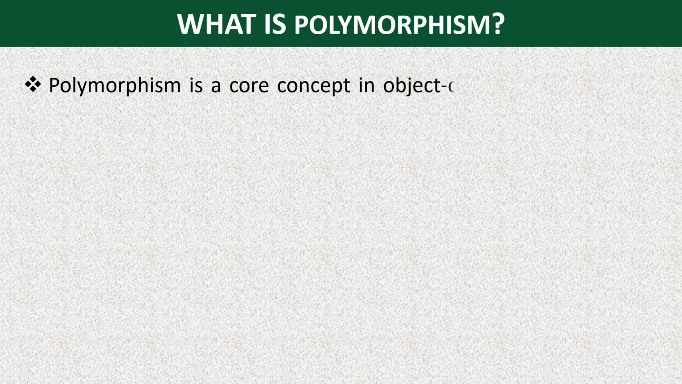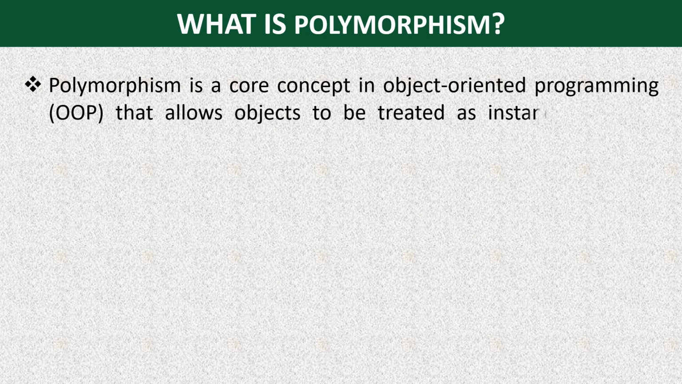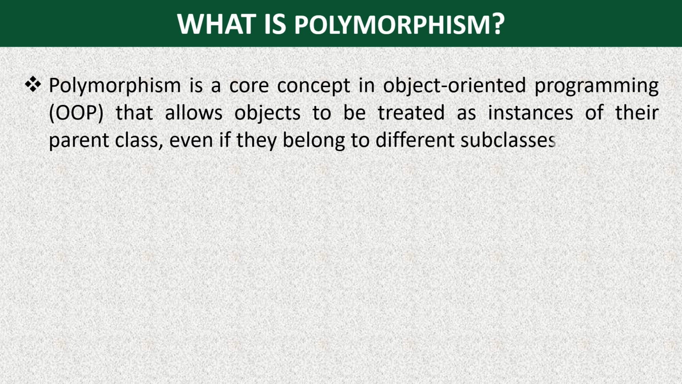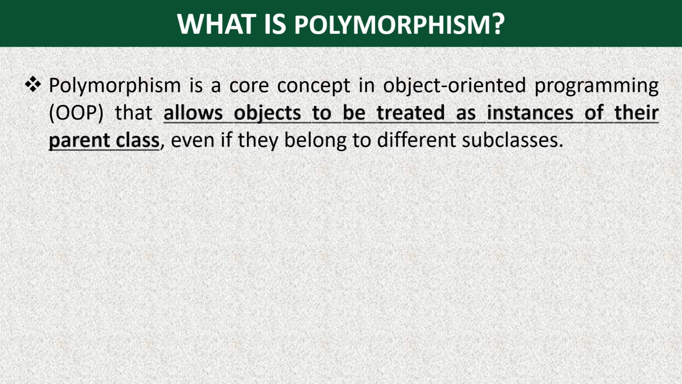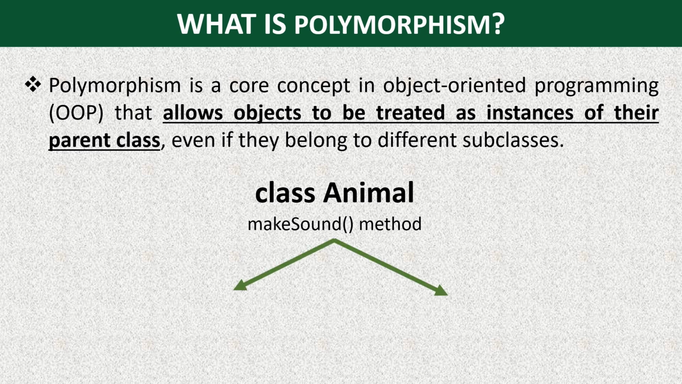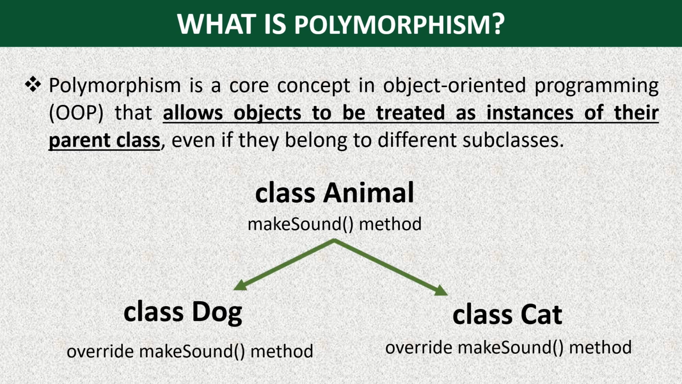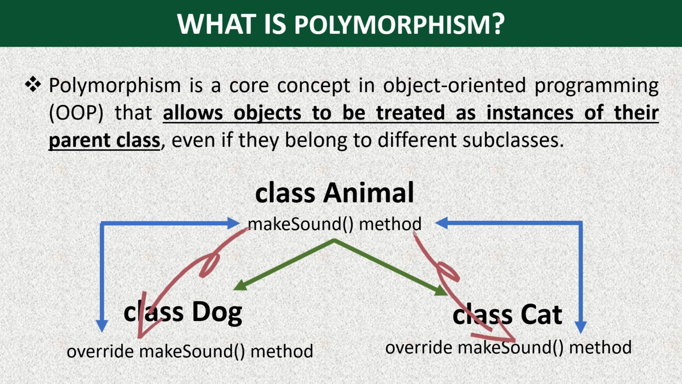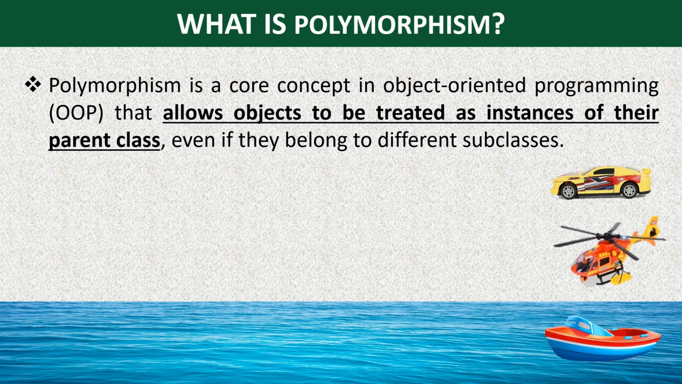Polymorphism is a core concept in object-oriented programming that allows objects to be treated as instances of their parent class, even if they belong to different subclasses. Let me explain it in easy words. It means that if any child class is derived from the parent class, it can do everything that the parent class does, but also has extra features. You can use an object of the child class in any situation where an object of the parent class is needed. This is possible because the child class has all the characteristics of the parent class, and it can be used in its place. Let me explain more with a simple example.